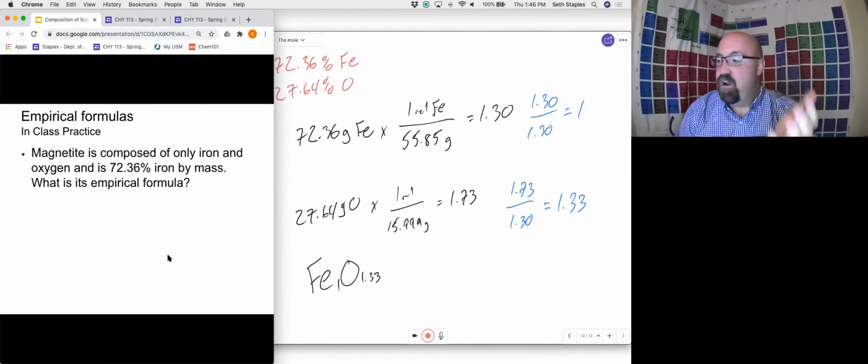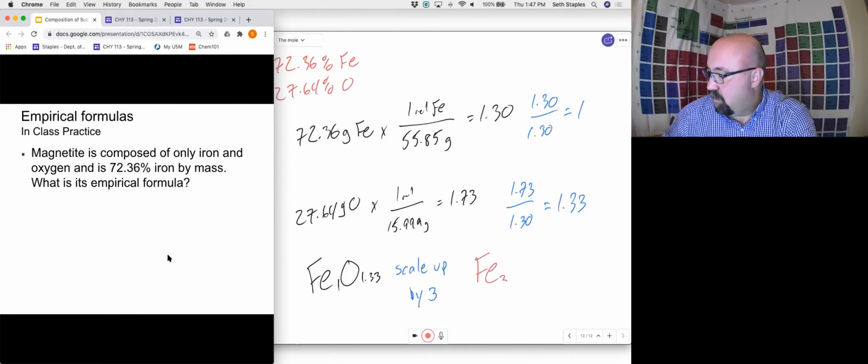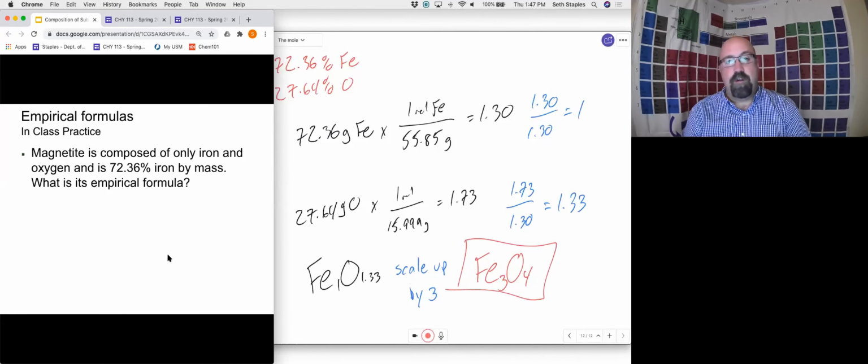We can see here that if we multiply 1.33 by 3, that's going to get us to a whole number. And so we're going to go ahead and multiply both of these through by a factor of 3, which then brings us to Fe3O4, and there's our empirical formula for magnetite. Not that bad, right?